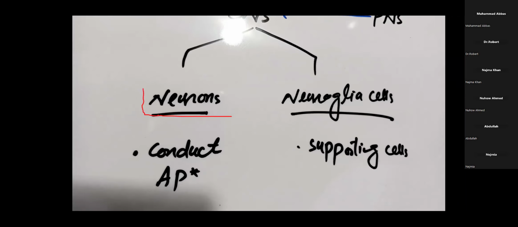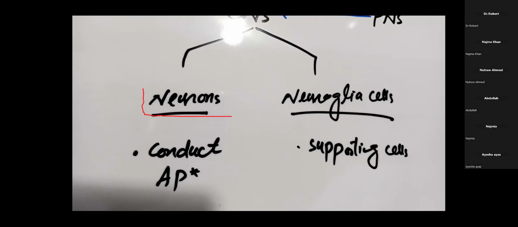Now, what are neurons and what are neuroglial cells? A neuron is that component of the nervous system which conducts action potential, right? And what are neuroglial cells? Neuroglial cells are the supporting cells. These are the cells which make up the structure around neurons, and these are a bundle of connective tissue. So we have two basic structures. One is neurons and the other is neuroglial cells.